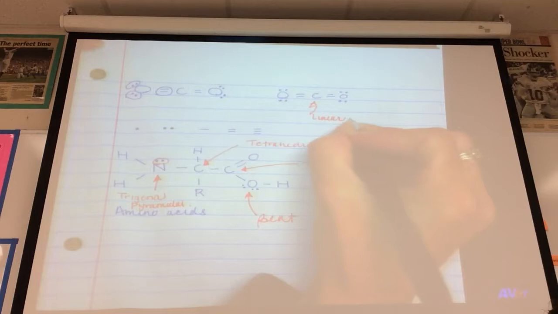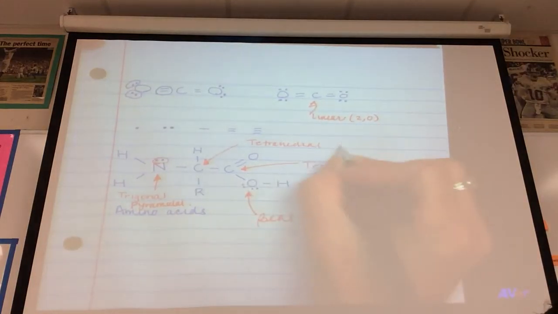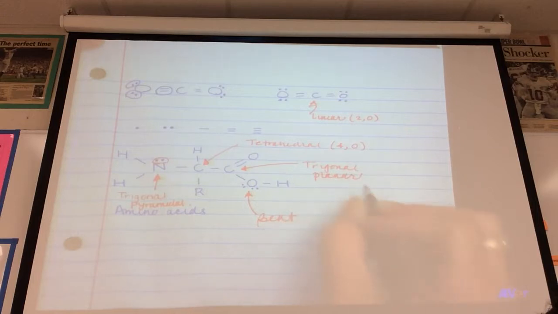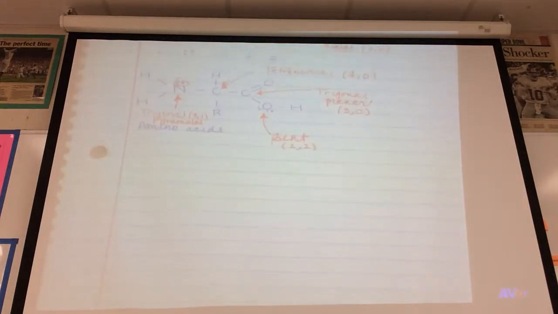Linear: 2 atoms attached, no lone pairs. Tetrahedral: 4 atoms attached to the central atom, no lone pairs. Trigonal planar: 3 atoms attached to the central atom, no lone pairs on the central. Bent: 2 atoms attached, 2 lone pairs on the central. Trigonal pyramidal is 3-1. And that should look familiar to a lot of you.